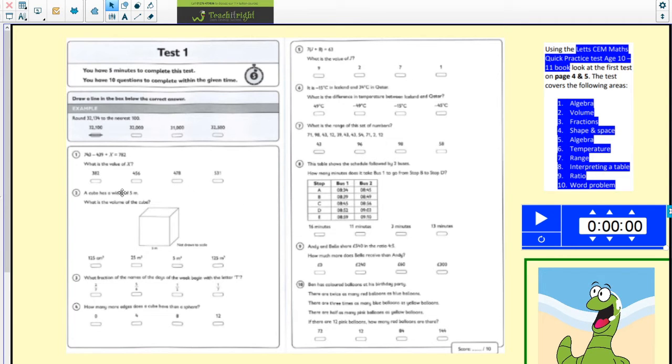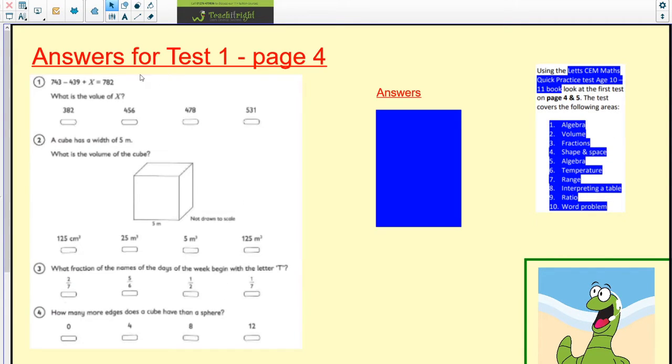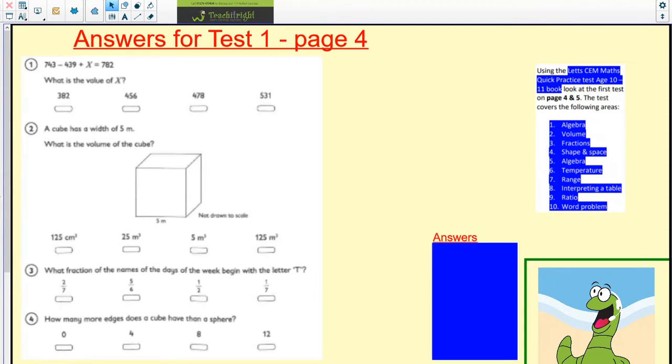Right, everyone, welcome back. So I'm about to start going through the questions. This is how I will do it. I'm going to work through bit by bit, and we'll see how we get on. Right, let's go through now the answers for test 1, page 4.